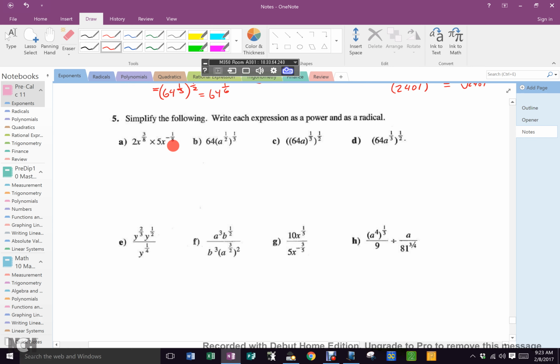Okay, so 2 times 5 is what? 10. What do I do with the exponents? 3 eighths minus 1 eighth is 2 eighths, yes? So that's x to the 2 eighths, which is 1/4. Cool? Now, that's the power. I also want it as a radical. Does that rational exponent go to the 10 or just the x? Just the x. So this is 10 fourth root of x.